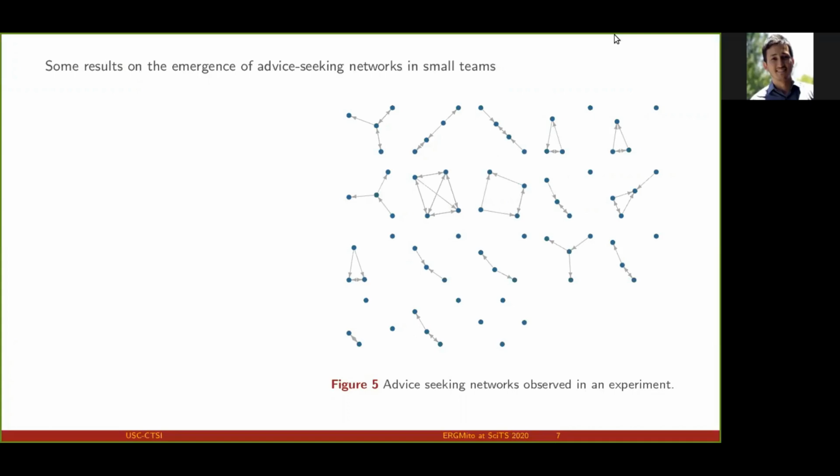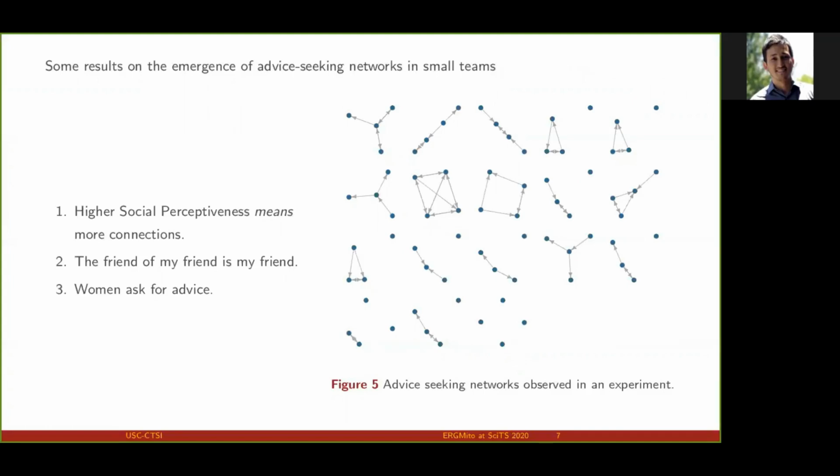A few things that we found are, first, individuals with higher social perceptiveness tended to receive more connections, which means that individuals who were better at reading emotions tended to be those whom others look to for advice. Second, we do observe the tendency, very common in social networks, of balanced triads, which, as described in some other parts of the literature, we can think of as the "friend of my friend is my friend" phenomenon. It's an important feature in these networks. And third, women tended to ask for advice more frequently.